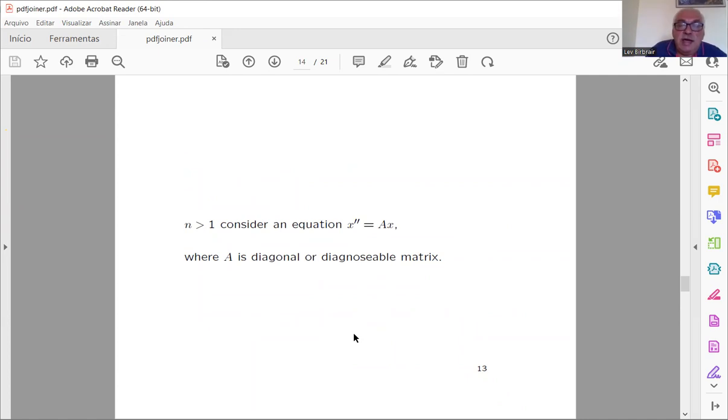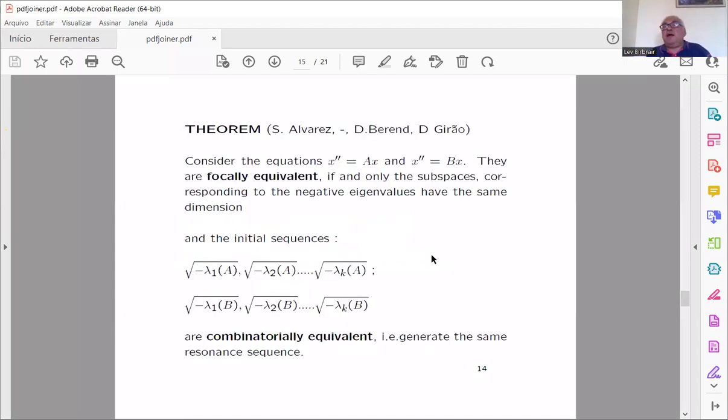And now what happens for L bigger than one, the multidimensional case. Now we consider a very special case where x2 prime equal to Ax, where A is a diagonal or diagonalizable matrix, right? And then we come to the theorem proved by Sergio Alvarez, myself, Daniel Berendt, and Darlan Girard. Darlan Girard was also a young Brazilian mathematician, and unfortunately his career was too short because he passed away because of cancer, when he was not even 40.